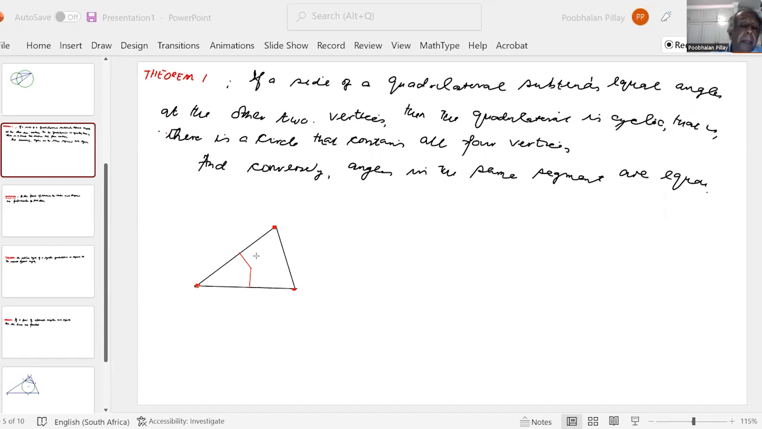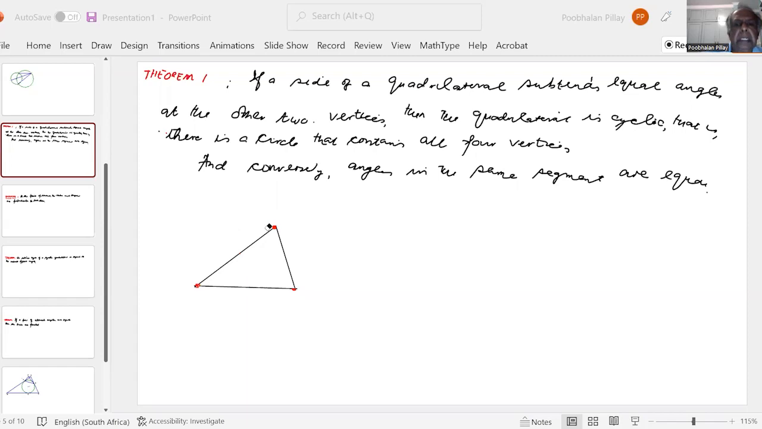Now, there's only one circle because these 2 lines intersect in exactly 1 point. So there's only one circle that contains all the 3 vertices. So if you got a 4th point, that point need not be on that circle. It could be on the circle, it could be outside the circle, it could be inside, because there's only one circle. Once you draw it, you got another point, you don't know whether it lies on that circle or not.